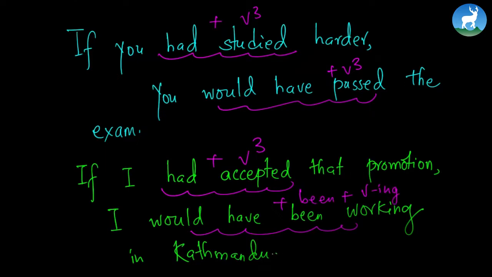So the first one is called perfect conditional and the second one is called perfect continuous conditional. I'm writing PC for perfect conditional, and PCC for perfect continuous conditional. So had plus V3 in the if clause is followed by would have plus V3 in the main clause, or sometimes would have plus been plus V4 or VING in the main clause, right?